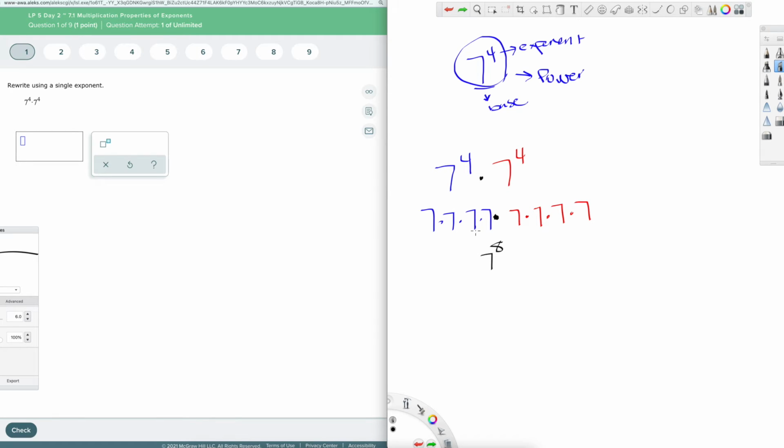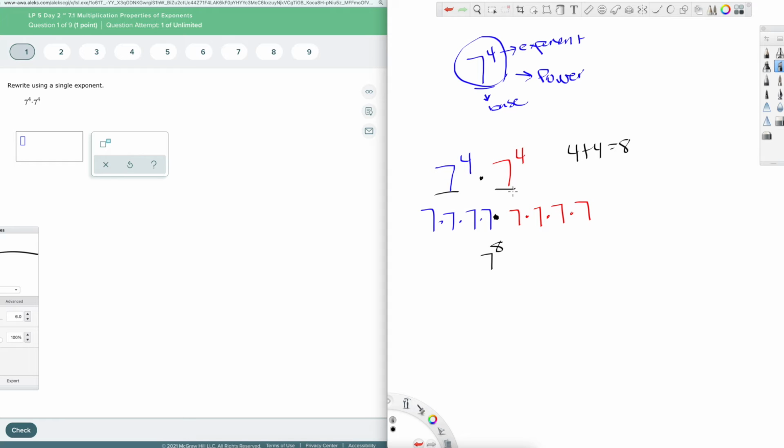So this is the expanded version, so I actually get to see all the factors here. What I can also do, if I have the same base, is just add the exponents. 4 plus 4 is 8. That's my new exponent, and I keep the same base. So in order to do that, you need to have the exact same base. It can't be different numbers; here, 7 and 7 work.